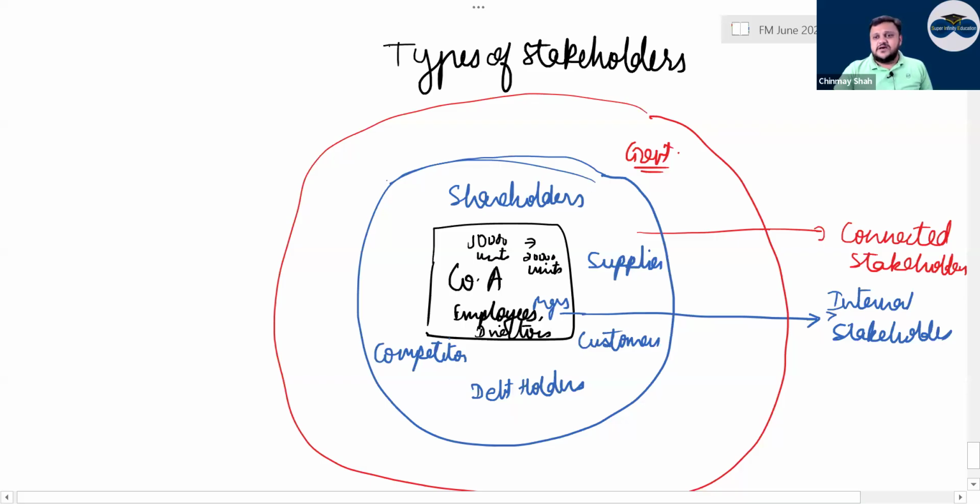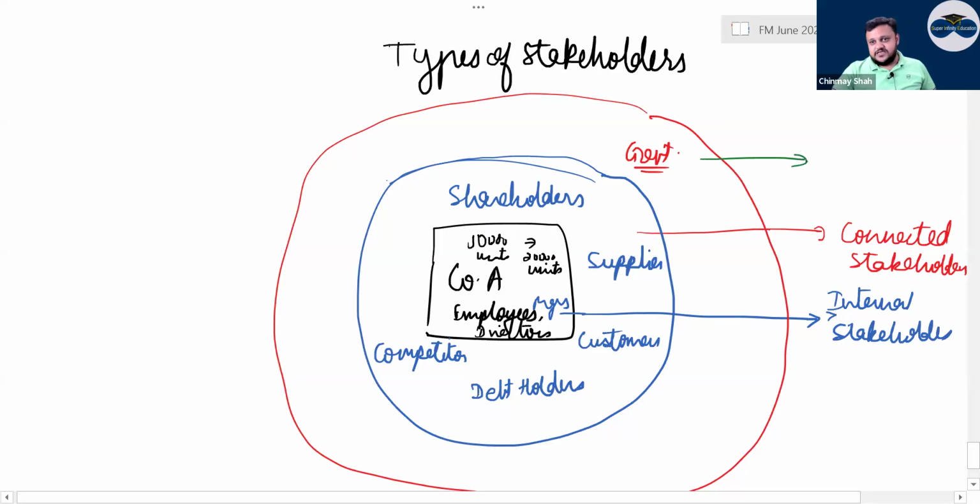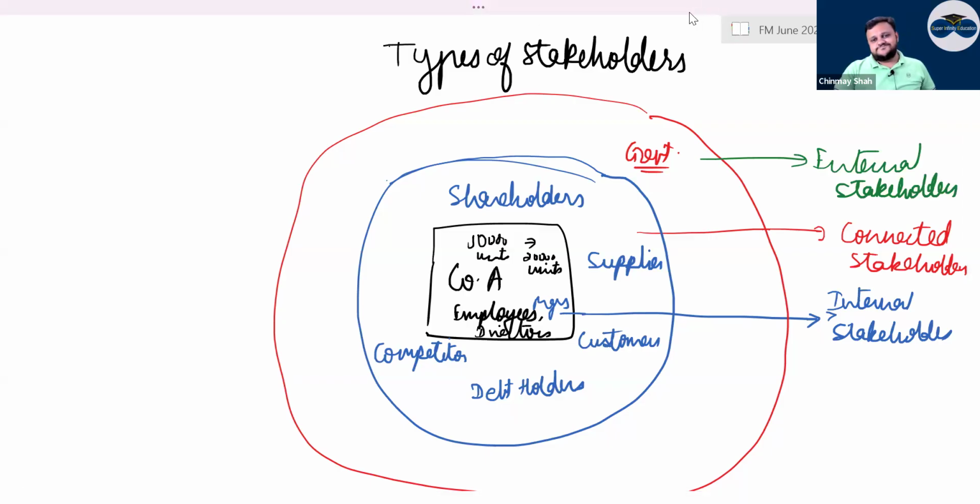Is it internal or is it external? Is it within the organization or connected to the organization? No. This layer is called what? Tell me. Have a look. This layer is called external stakeholders. What is this called? External stakeholders. Government is there. Chalo. After that, can I go ahead? Government. Then what happens? I'll tell you.